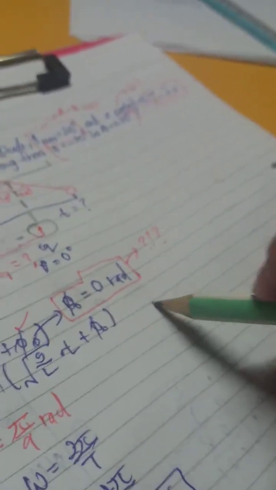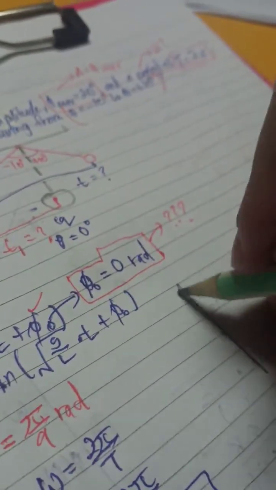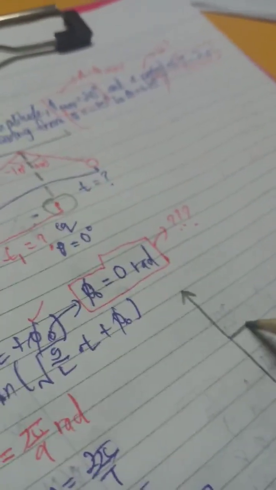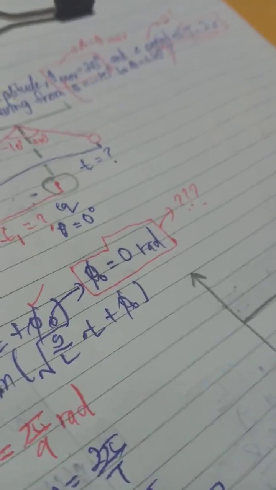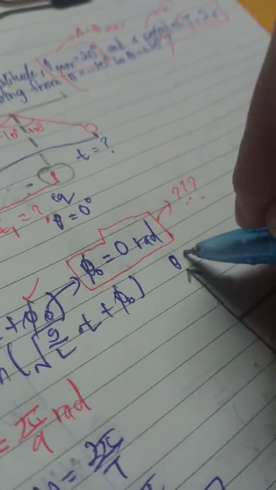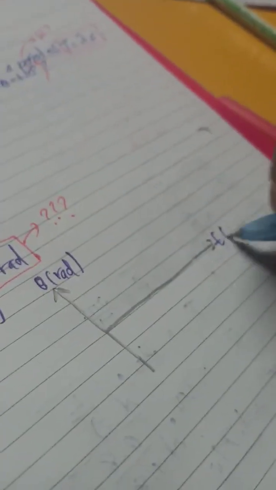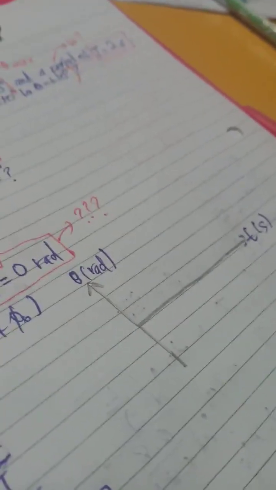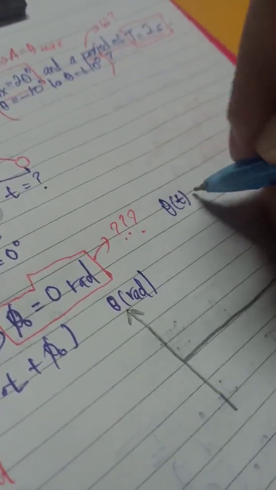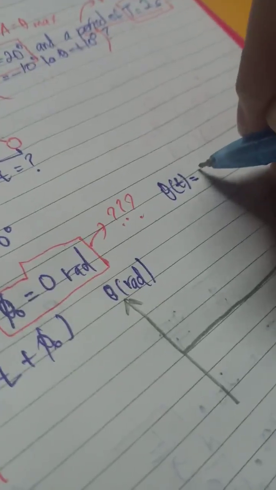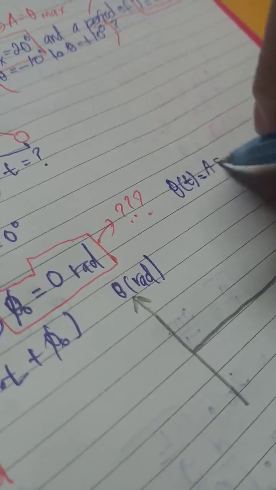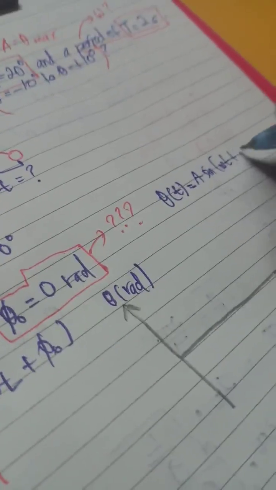Alright, so let's say that I draw a graph here, which is the displacement versus time. Here is theta, which is the measurement in radian, and we have the time, which is t, measured in second. And when I say that pi naught is equal to 0, when you write back the equation, we say that theta with respect to time t, theta t, is equal to A sine omega t plus 0, right?